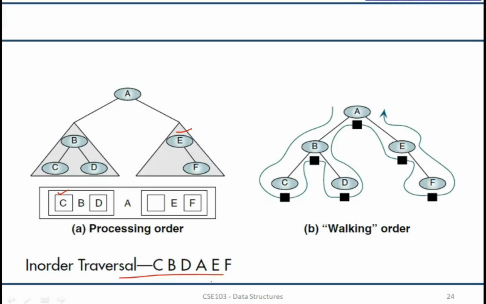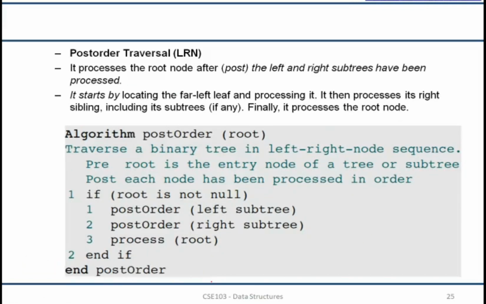Next is post-order traversal. In post-order traversal, the processing happens like this: first the left subtree will be processed, then the right subtree will be processed, and finally the root will be processed. So this is left, right and root node. Here it is given as LRN: left subtree, right subtree and then node, the root node.